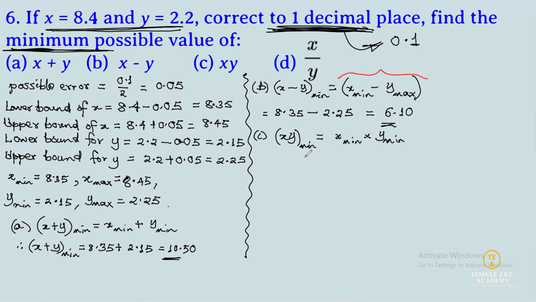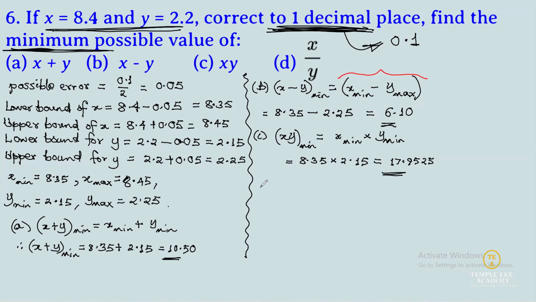So this is going to give us the minimum value of X, let's import it, and that is 8.35, multiplied by the minimum value of Y, which is 2.15. And this gives us the value 17.9525 when we multiply. Very simple. That's how to handle it.